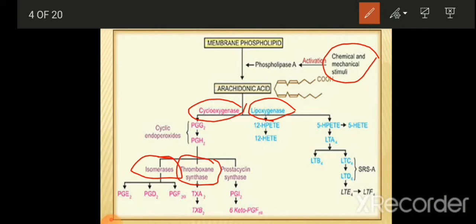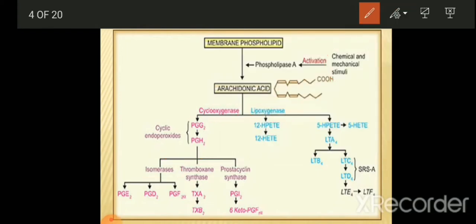Then the thromboxane synthase enzyme in platelets is responsible for the synthesis of thromboxane A2. But this is a chemically unstable compound, so it is converted spontaneously into thromboxane B2 form. Next is the prostacyclin synthase enzyme in the endothelium. It is responsible for the production of PGI2. PGI2 is also known as prostacyclin. So it is also a chemically unstable compound, so it is converted into the form of 6-keto PGF1 alpha.